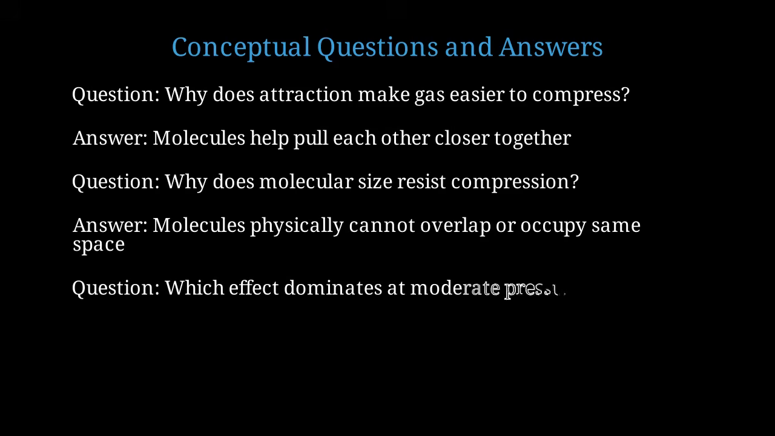Question: at moderate pressures around 10 to 100 atmospheres, which effect typically dominates for most gases? Answer: attractive forces typically dominate at moderate pressure. This is why Z is usually less than 1 in this range. The molecules are close enough to attract, but not so close that their size matters.